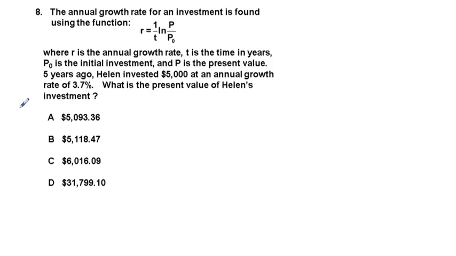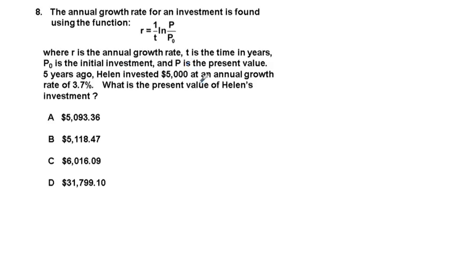This is problem 8. The annual growth rate for an investment is found using the function r equals 1 over t times the natural logarithm of the ratio of p over p sub 0. And r is the annual growth rate, t is the time in years, p sub 0 is the initial investment, p is the present value.